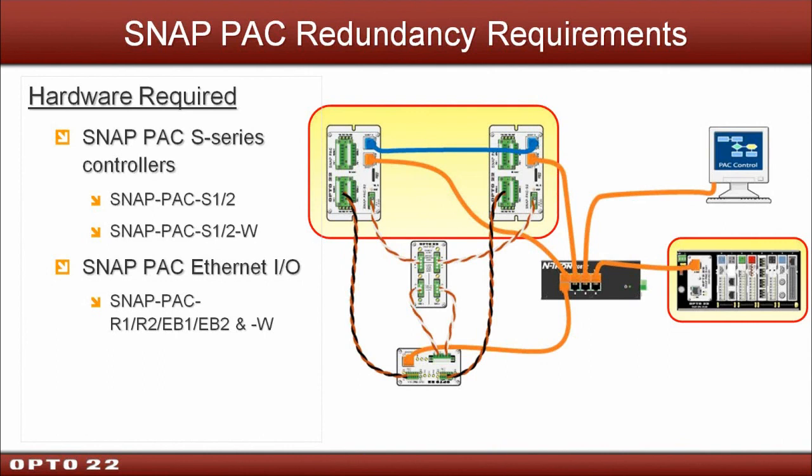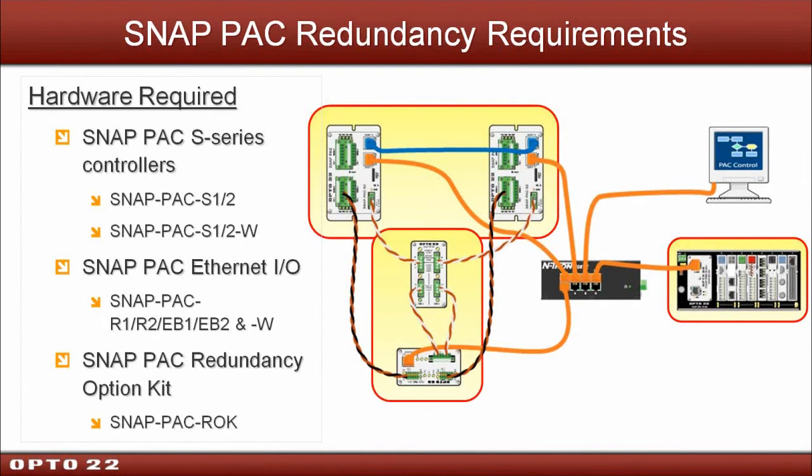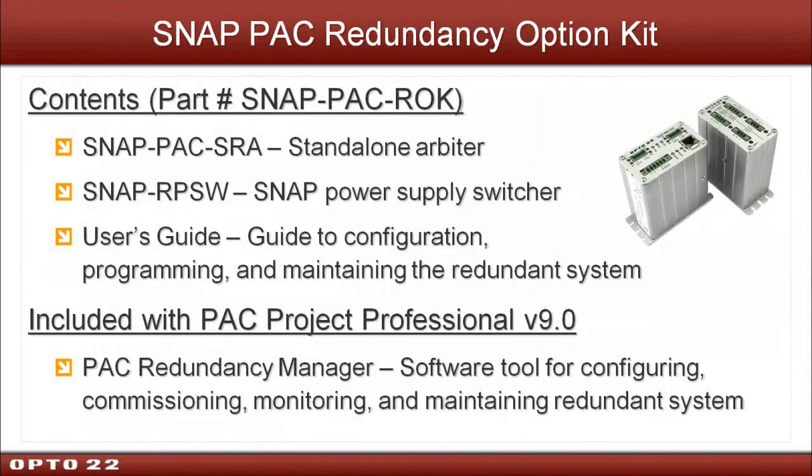When you use the SNAP PAC Ethernet I/O, you have a number of options. You can use R1s and R2s as I/O, which is what I'll be doing today, or you can use EV1s or EV2s, and of course, wireless is also supported. The third part you'll need is the SNAP PAC redundancy option kit, or the SNAP PAC-ROK, and that's comprised of a number of components, which I'll get into now.